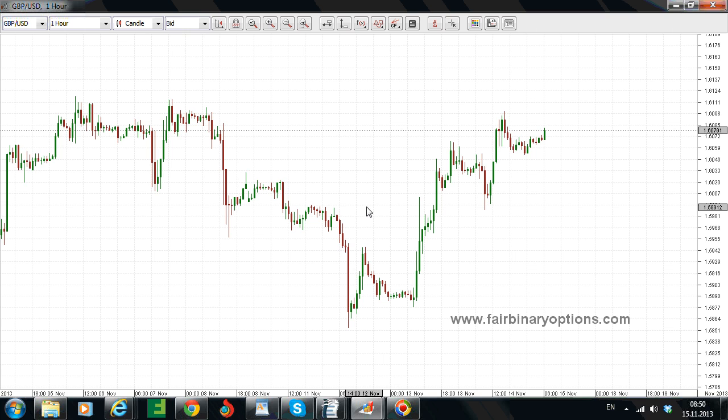Still bullish on the Great Britain pound US dollar. You might think that this move to the upside is done. Well, I have to disagree with you. On the bigger picture and on the lower time frames, like this 1 hour chart here shows, we still need to go to the upside.